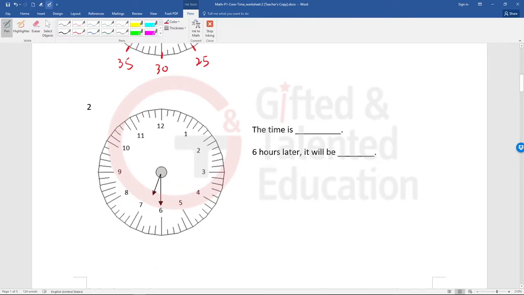Question 2. Similarly, the hour hand is in between 6 and 7, and the minute hand is at the 30-minute mark, so it would be 6:30. 6 hours later, 6 plus 6, it would be 12:30.